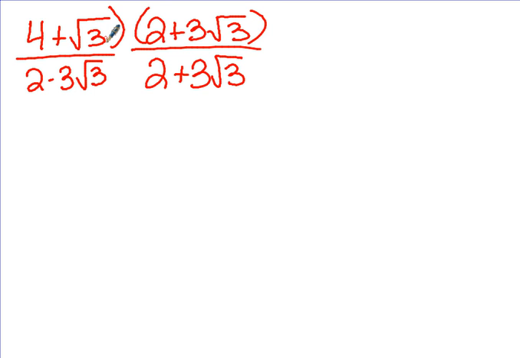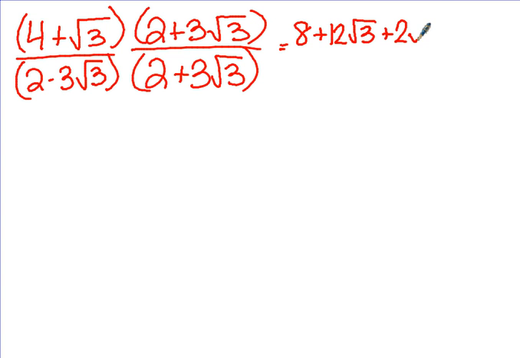So we're going to multiply by 2 plus 3 root 3 on both the numerator and the denominator. This means that we're going to have to use our distributive property. Let's work with the numerator first. We have 4 times 2, which gives me 8. 4 times 3 root 3, which gives me 12 root 3. Root 3 times 2, which gives me 2 root 3. And root 3 times 3 root 3, which gives me 3 root 9. We'll come back to simplifying that in just a second.